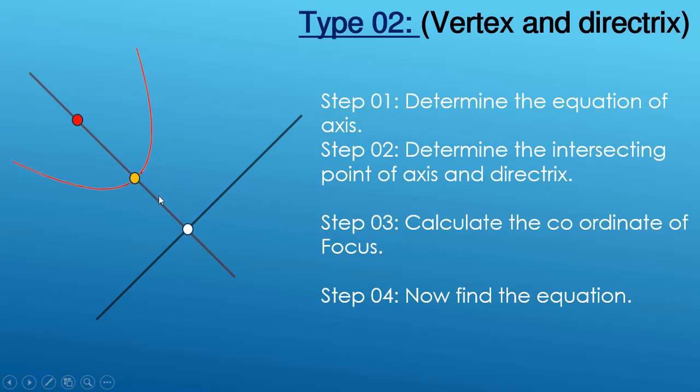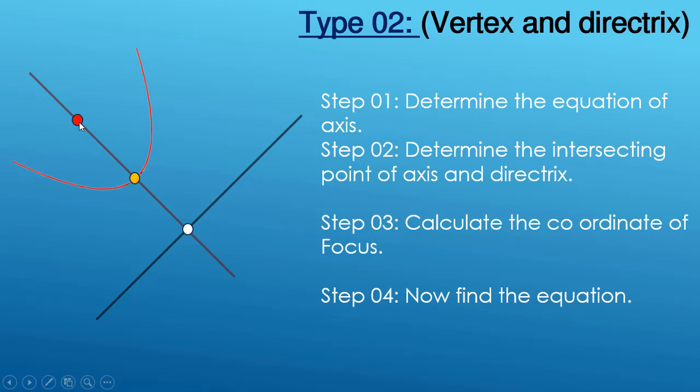Then we have to determine the intersecting point of the axis and the directrix. If you know the equations of two straight lines, then it's very easy to find the intersecting point. You just have to solve those two equations, and you can find the coordinate of the intersecting point. Now we know the coordinates of the vertex and the intersecting point.